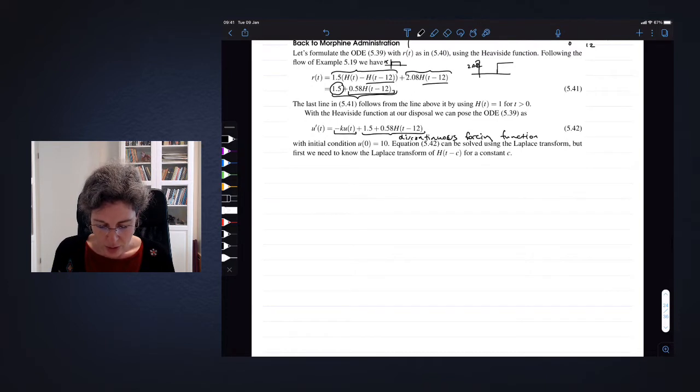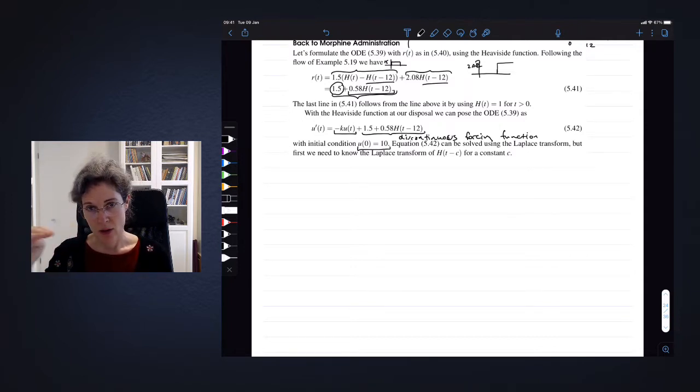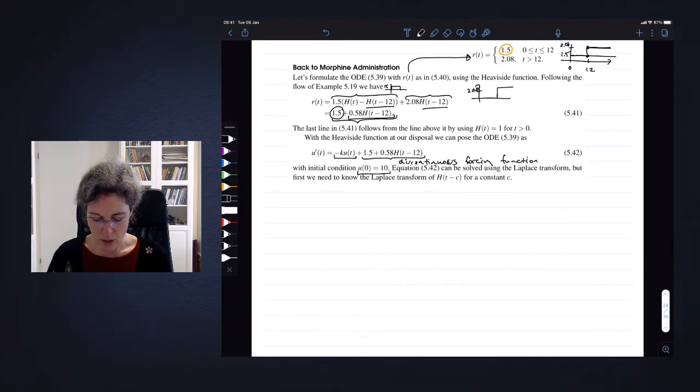And our initial condition was that we're starting off the person perhaps with an initial dose of 10. So they get given a single dose of 10 to just kind of see them over the initial waking up. Then they're on a drip at 1.5, and then eventually it increases after 12 hours to 2.08.